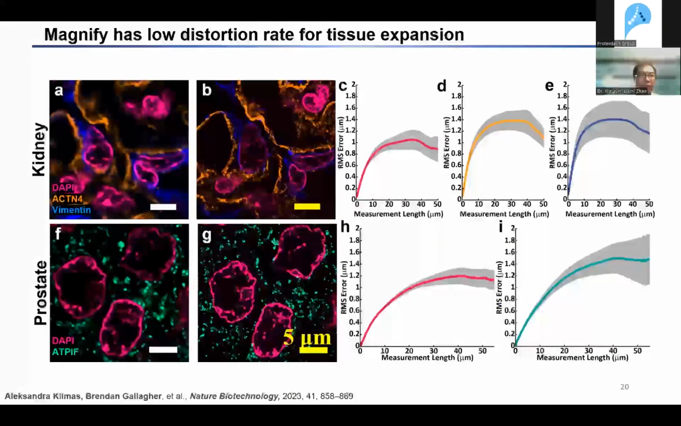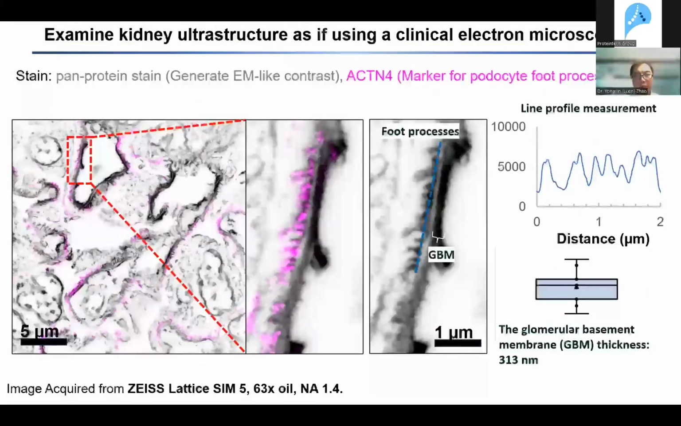We also try to characterize, and the data shows that Magnify has a low distortion rate after expansion. Basically, you still see what you want to see, without suspecting that there's some distortion happening. That's very useful because that means you can actually do something interesting.